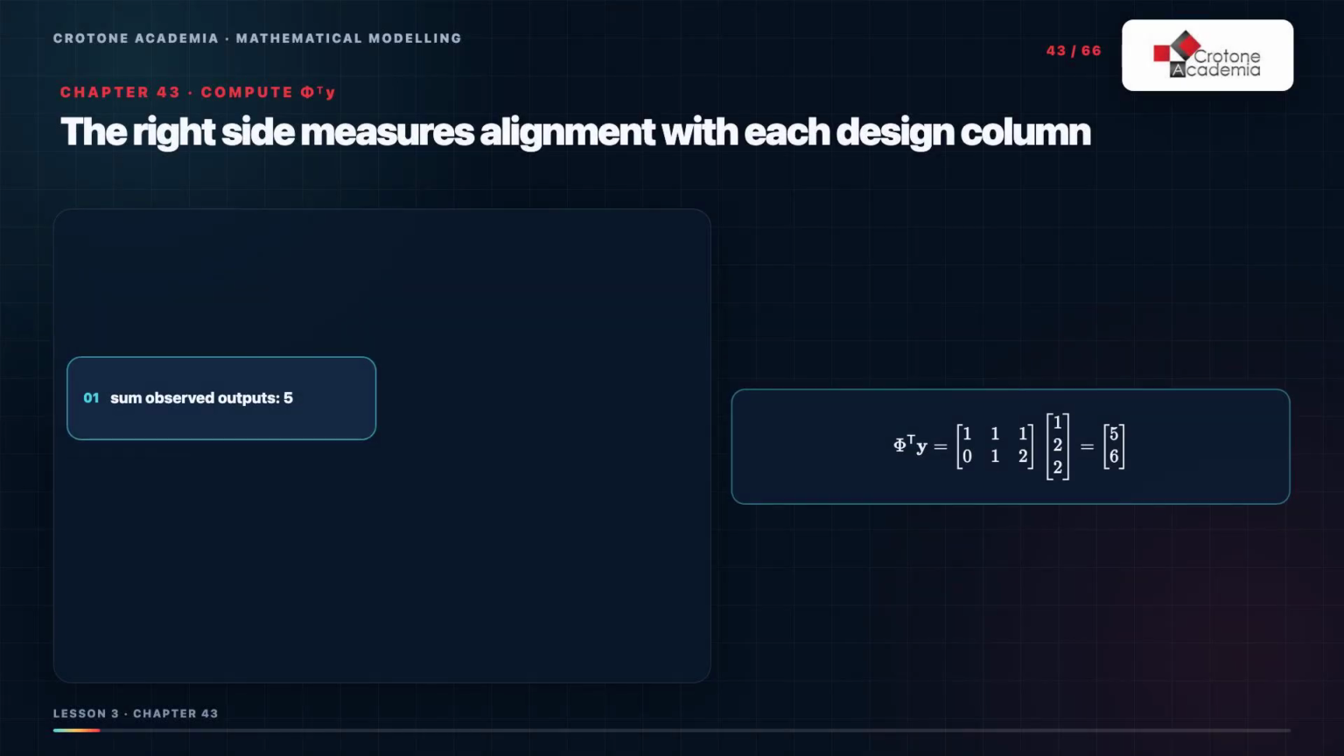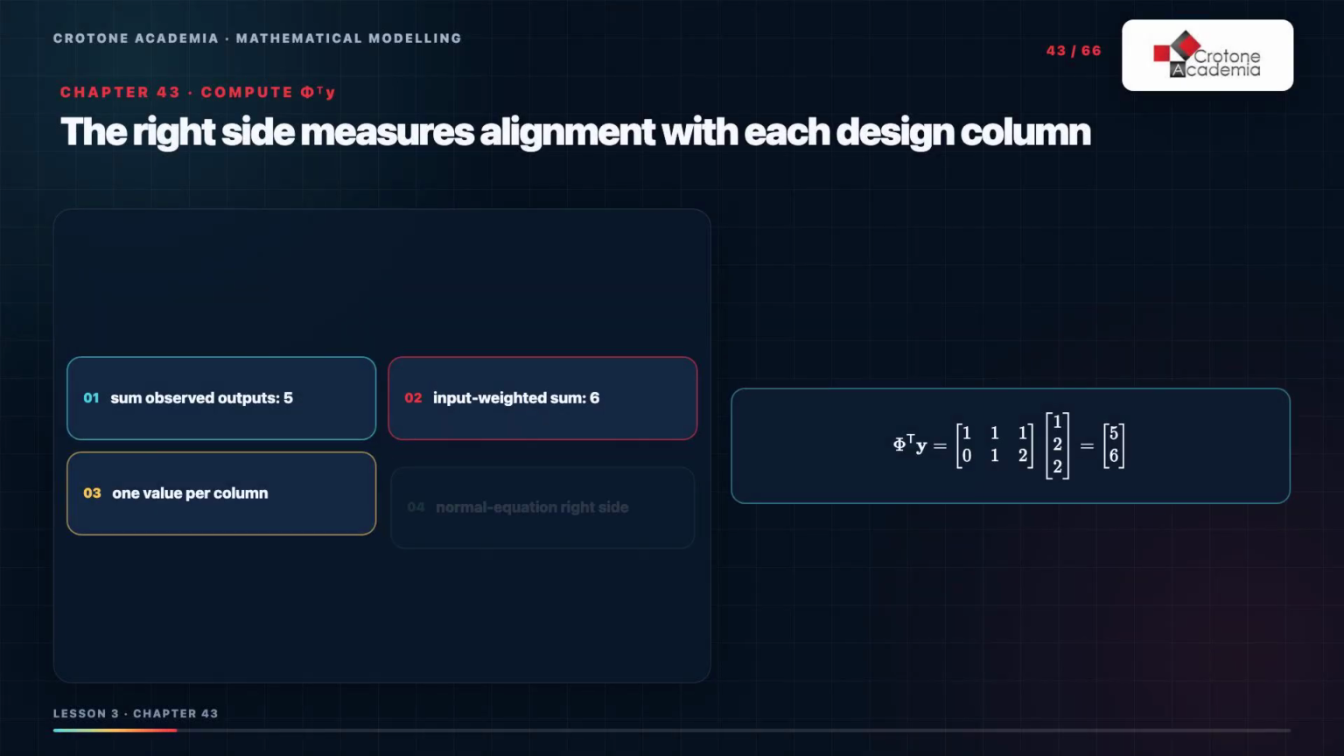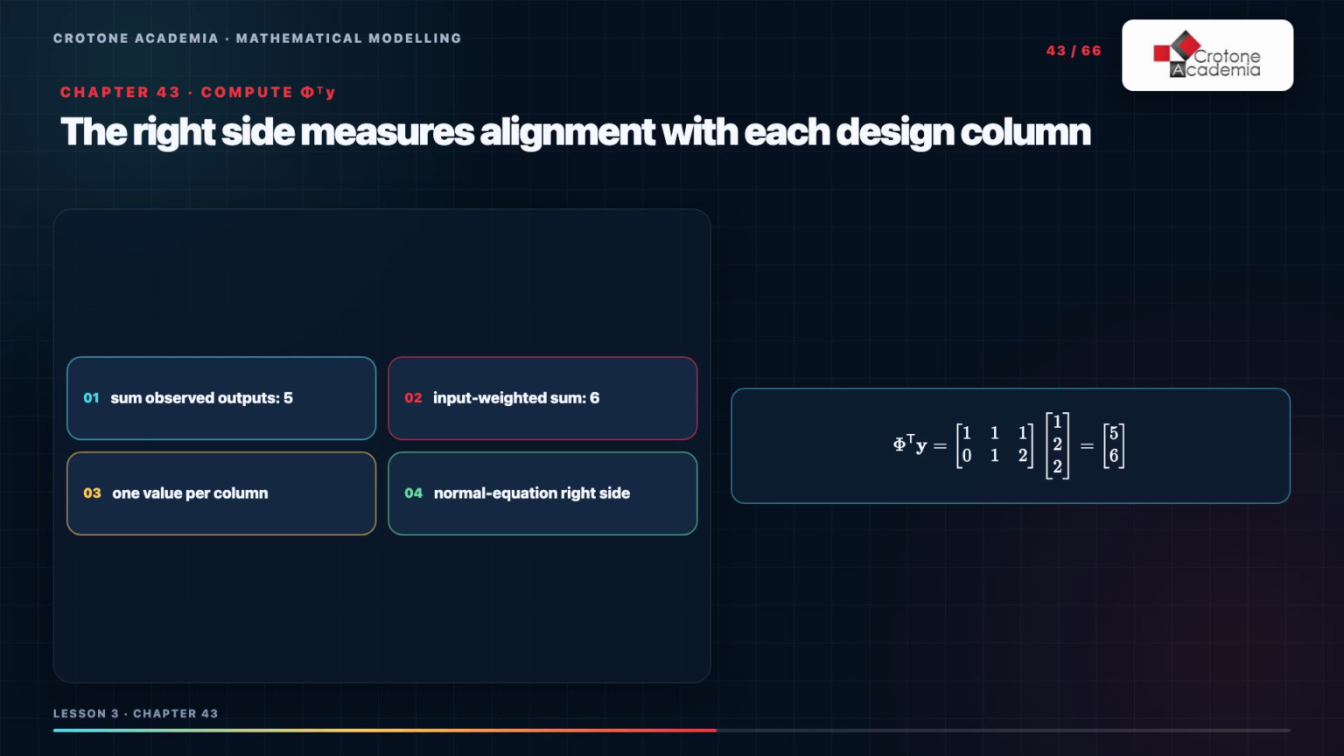Now, I'm going to guide you through this idea, and we'll do it step by step. Next, compute phi transpose y. The first component sums the observed outputs, giving 5. The second weights them by input 0, 1, and 2, giving 6. These values measure how the observation vector aligns with each design column. The normal equations are now the matrix (3, 3; 3, 5) times w hat equal to (5, 6). Notice how the structure of these equations reflects the alignment we just computed.